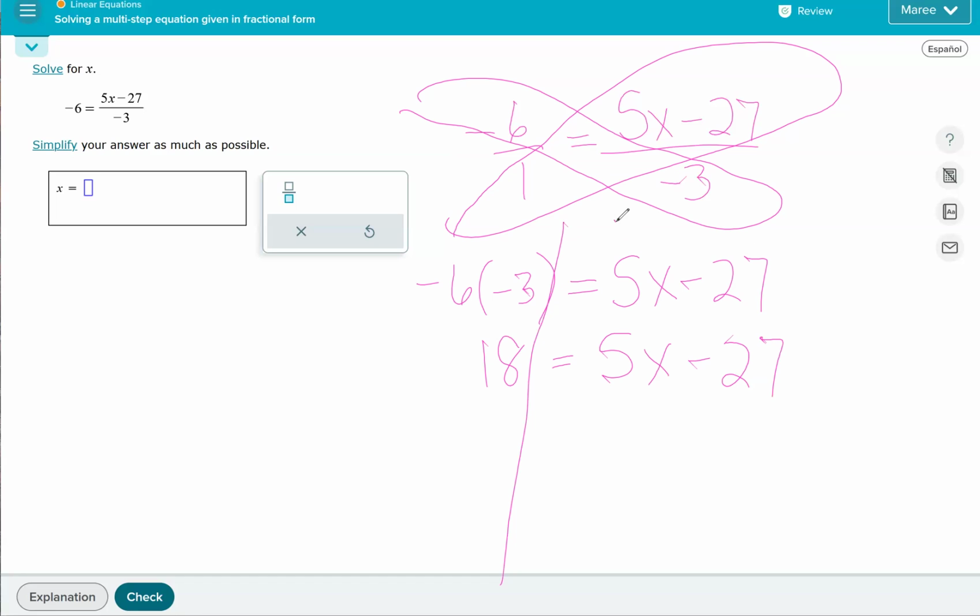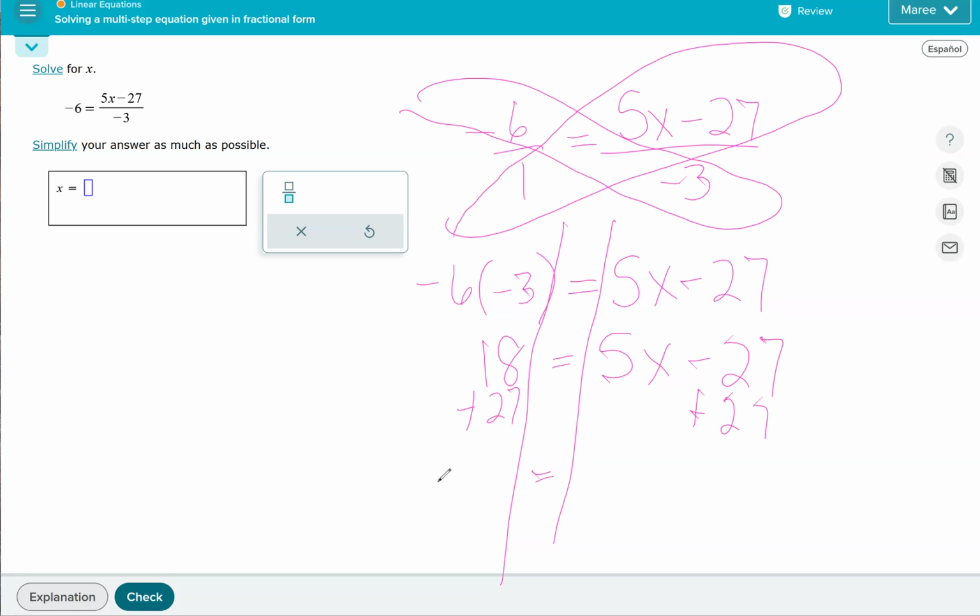Sometimes drawing railroad tracks by the equal sign will help us separate where the variable is and where it's not. So the variable is the term that's 5x. Because there's a minus 27, we're going to add 27. We always want to undo adding and subtracting first. So because there was a subtracting here, we want to undo it by adding.